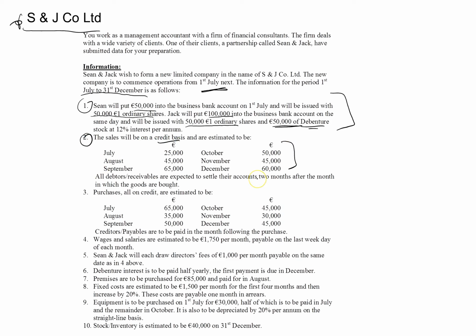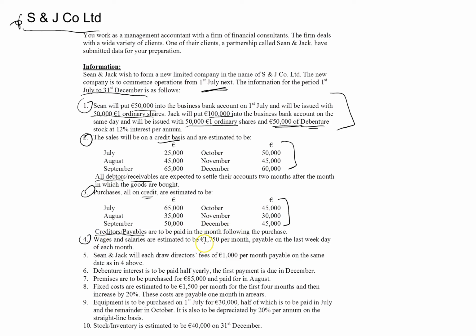So there's a projection of the sales, and then we're told that if you sell goods on credit, those people are your debtors or your receivables, and all debtors or receivables are expected to settle their accounts 2 months after the month in which the goods are bought. Purchases are also on credit and are estimated to be as follows. So we have the figures there. Creditors, or payables, are paid in the month following the purchase.